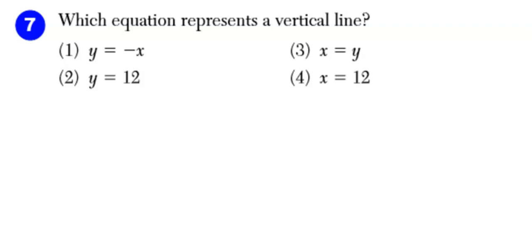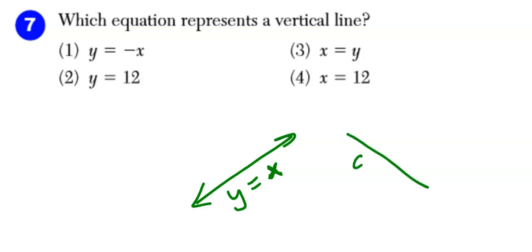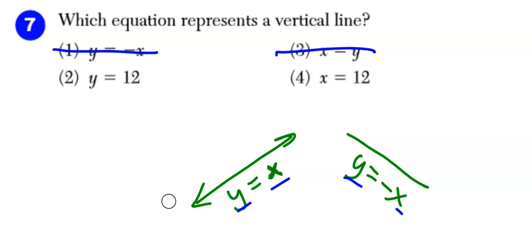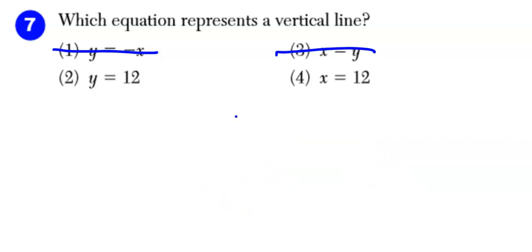Number 7 asks, which equation represents a vertical line? Well, you are diagonal if you are a y equals x statement. And you are diagonal if you are a y equals negative x statement. So anytime you have both letters, you're diagonal. So this one is out. This one is out. The next are the items that have undefined slopes and 0 slopes.